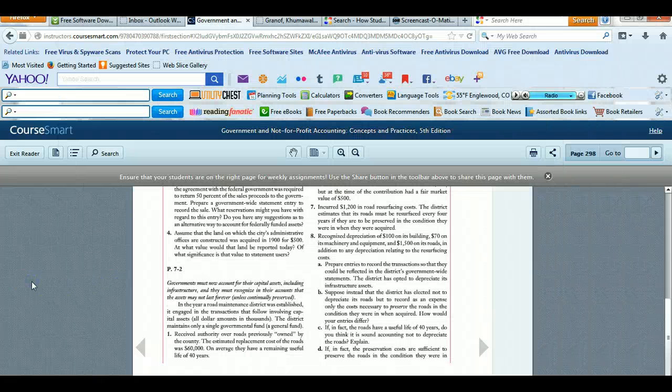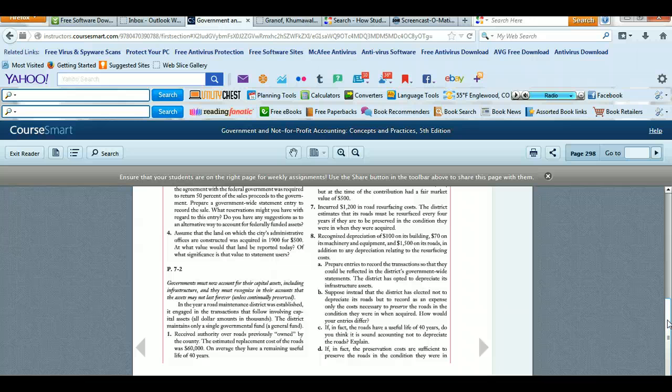Okay, let's take a look at problem 7.2, and the gist of this problem is our job's going to be to create journal entries, record the transactions to show how they would be reflected in the government-wide financial statements. So we know that with government-wide financial statements, we're dealing with the full accrual basis, not the modified accrual basis. Now, again, we know that the initial transactions will all be recorded into a general fund, which is that modified accrual basis. But for this purpose, it's asking us, how are we going to report these on a government-wide basis?